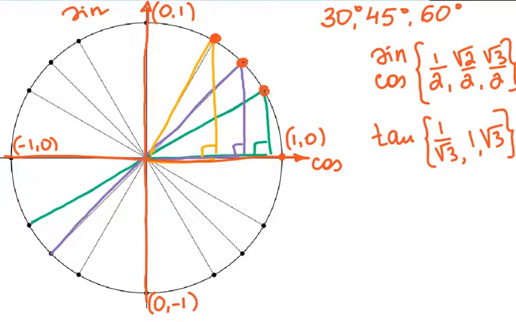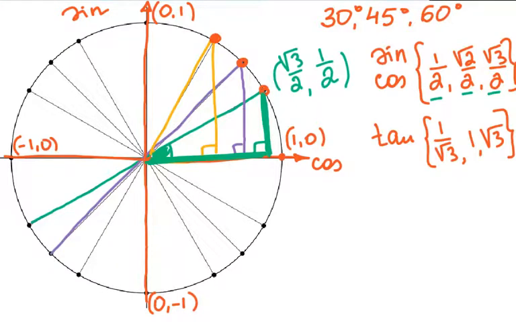So for the green triangle, at 30 degrees, I see that my x is the longest of all 3 triangles, and my y is the shortest of all 3 triangles. So I know from these 3 numbers, my x is the longest, which is the square root of 3/2, and my y is the shortest, which is 1/2.